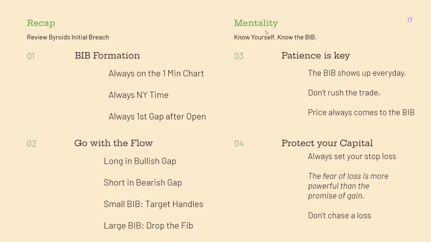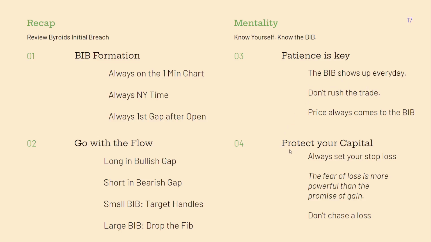Let's talk about mentality. Make sure you know who you are and what your intentions are in a trade. And when you know that and you know the BIB, you will be successful. Patience is key. Do not forget that every day the BIB is there for you. There's no need to rush. Many of these trades occur very shortly after open and last a very short amount of time. Remember, the price always comes to the BIB, and if it leaves you behind, do not worry. The BIB shows up every day.